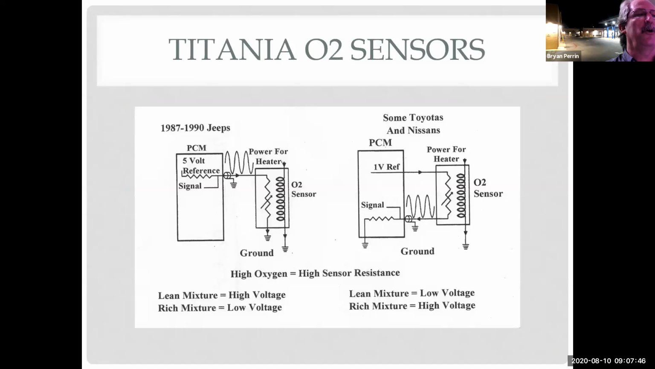So that's zirconium sensors, and we use them after the Cali converter. We used them before and after the Cali converter for a number of years, but they're still in use today. So we still need to test them. We still need to understand them.